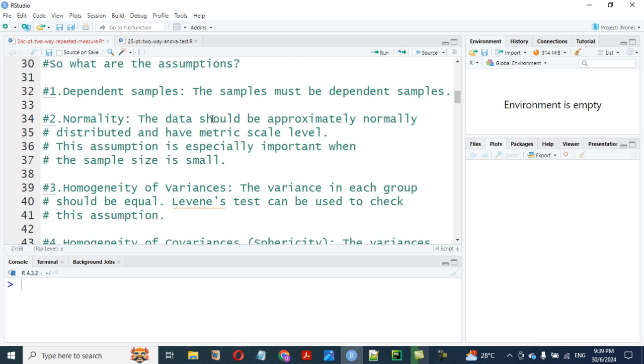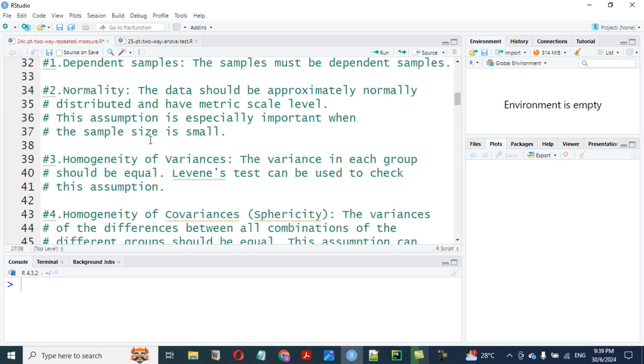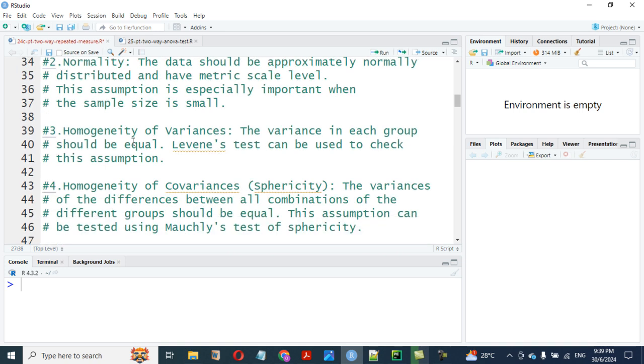Dependent samples must be dependent, which we have explained before. Normality, the same thing is repeated here. Data should be approximately normally distributed and have a metric scale level. This assumption is especially important when the sample size is small. I've explained that before. Homogeneity of variance is very important. The variance in each group should be equal.